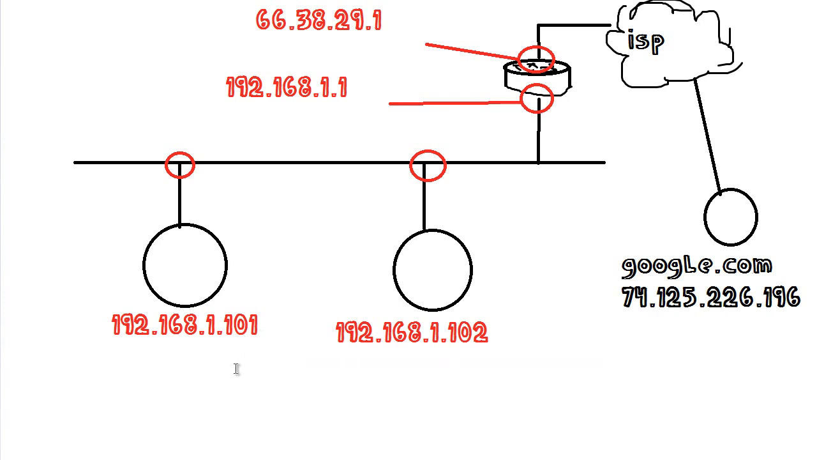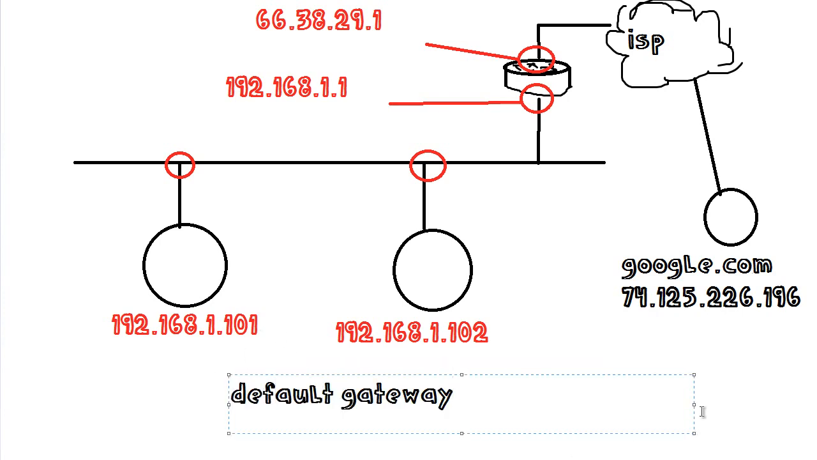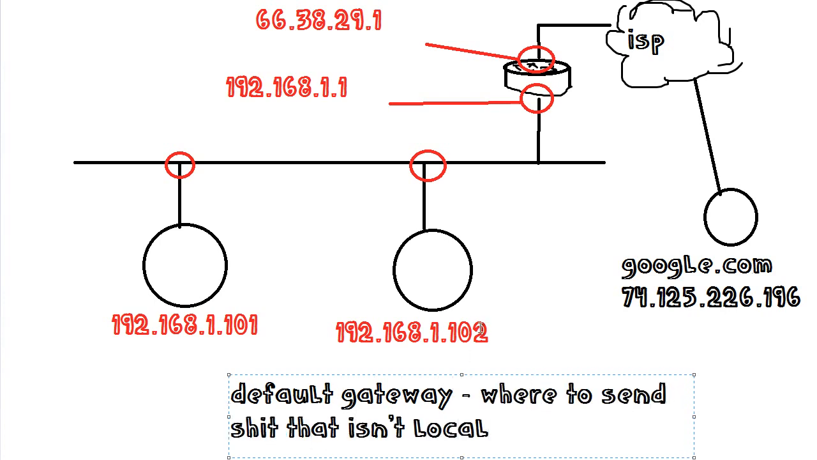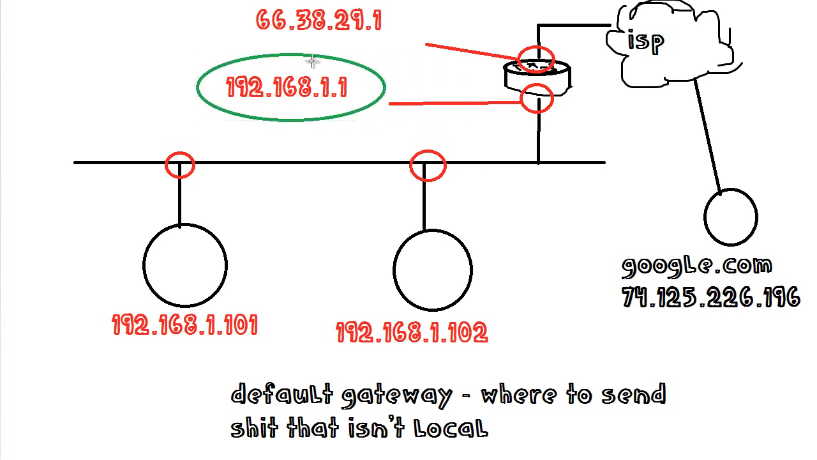So we have what's called the default gateway. The default gateway is basically where to send stuff that isn't local. Now, our default gateway is this, the inside interface of the router, because that's where we're going to send it, to the router, so that it can route it. That's what the router does. That's why we paid $39.99 at Best Buy for it.